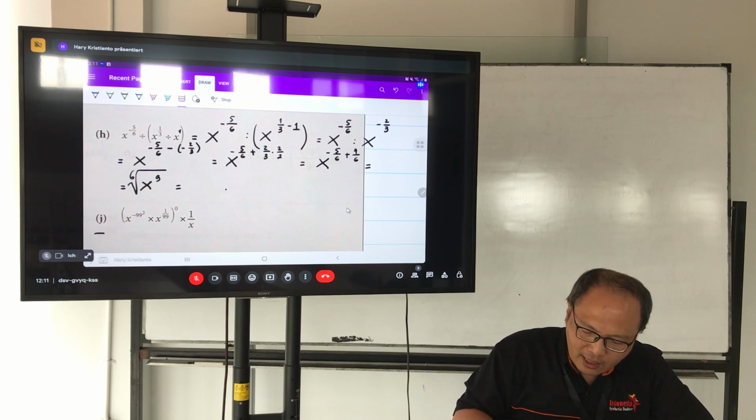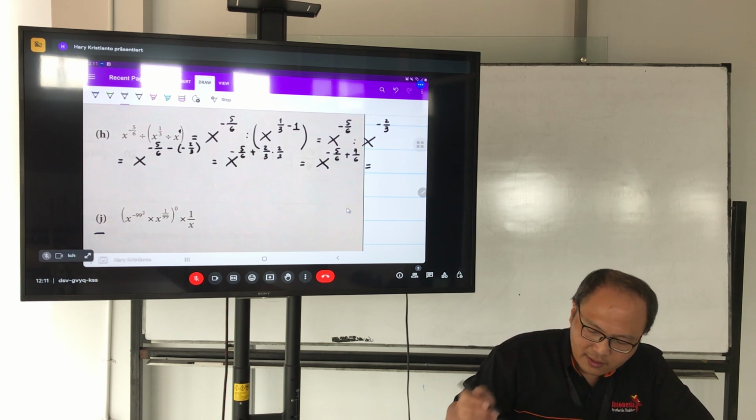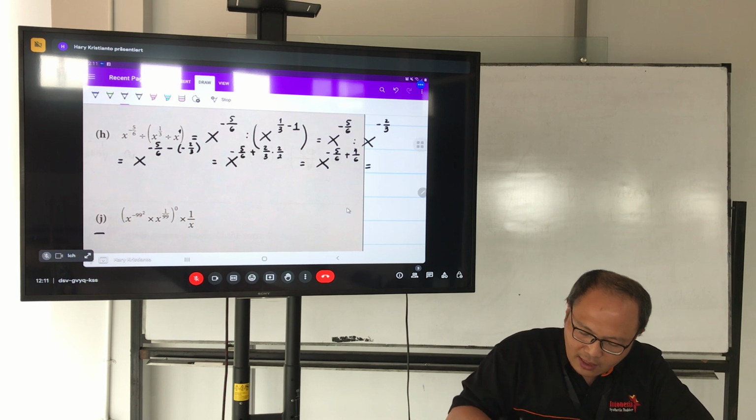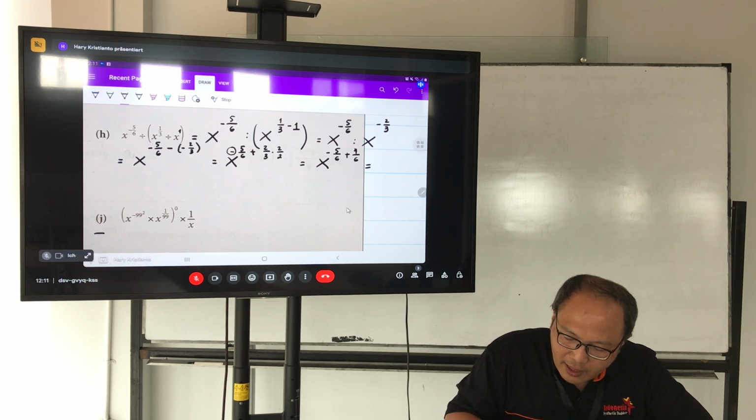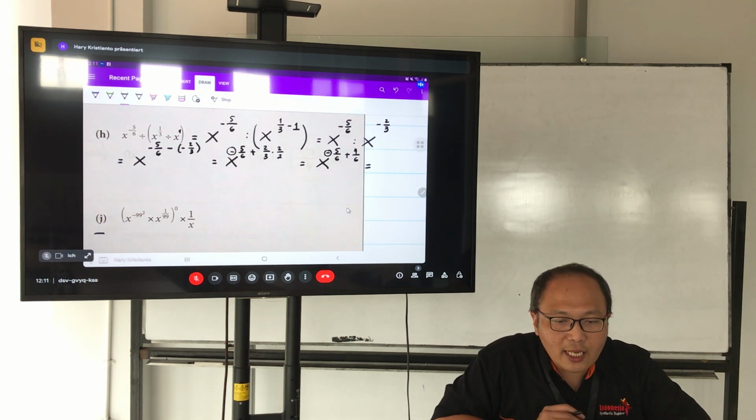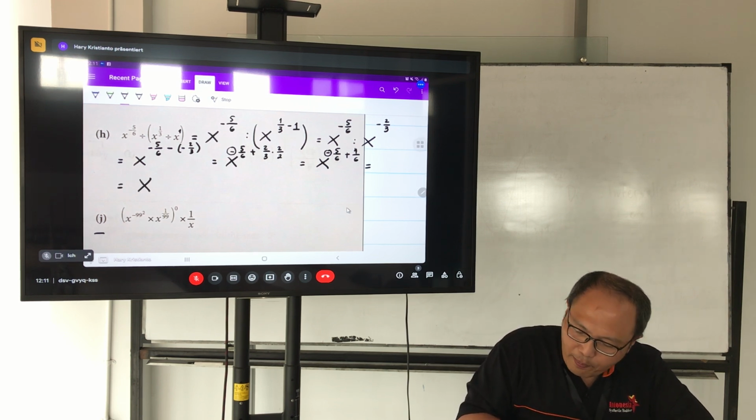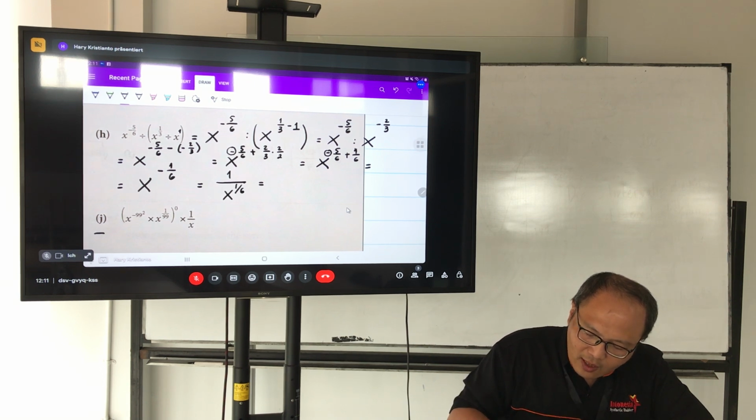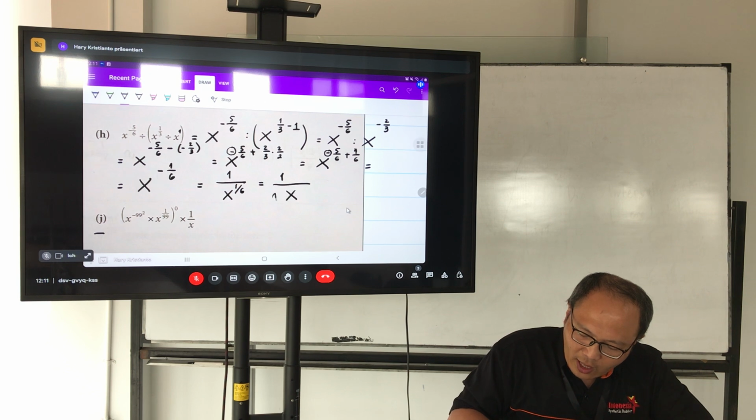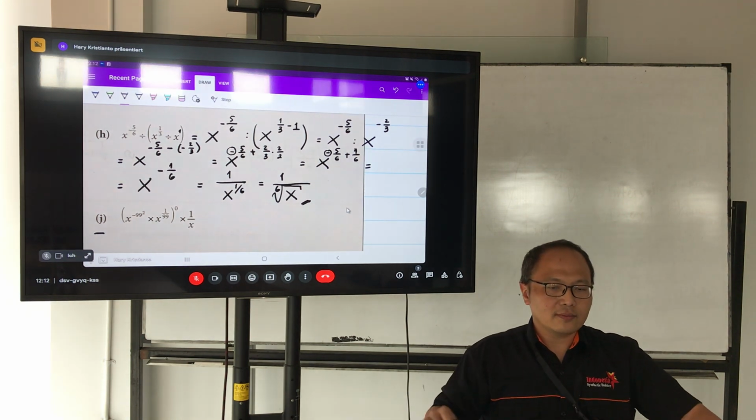I think I'm making a mistake. I have missed the negative sign. Am I right? Yes? I previously forgot to put the negative there. Now this becomes x to the power of negative 1 over 6, or 1 over x to the power of 1 over 6. 1 divided by the 6th root of x. So, got it?